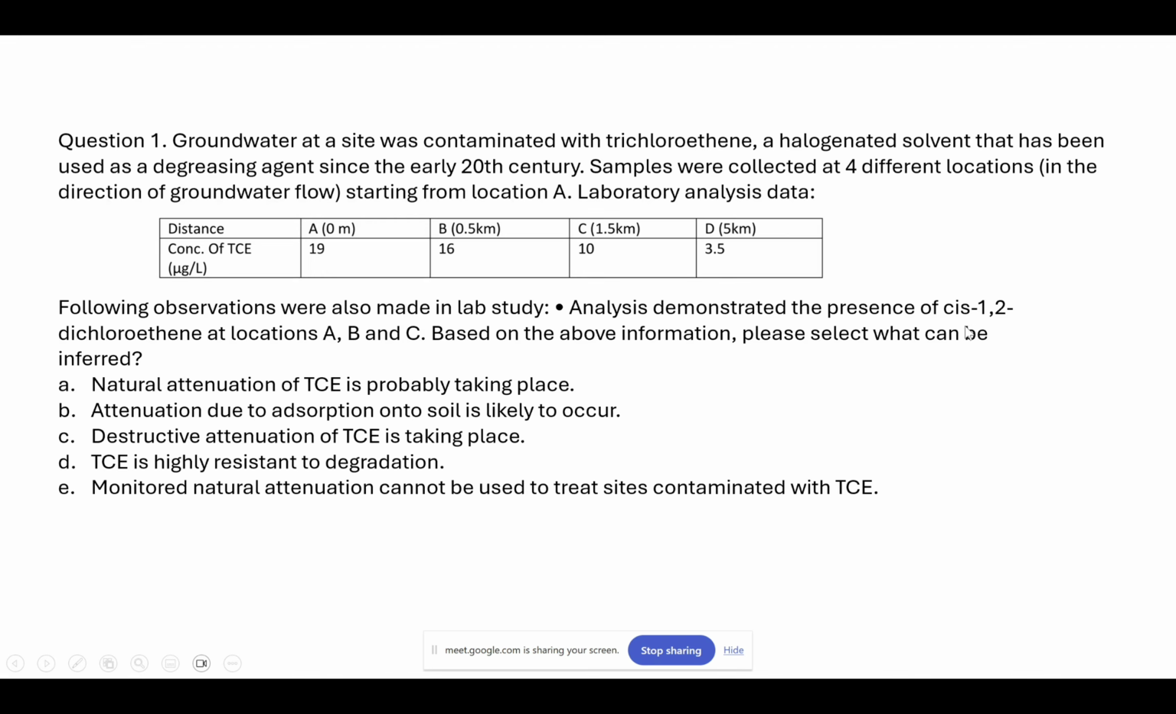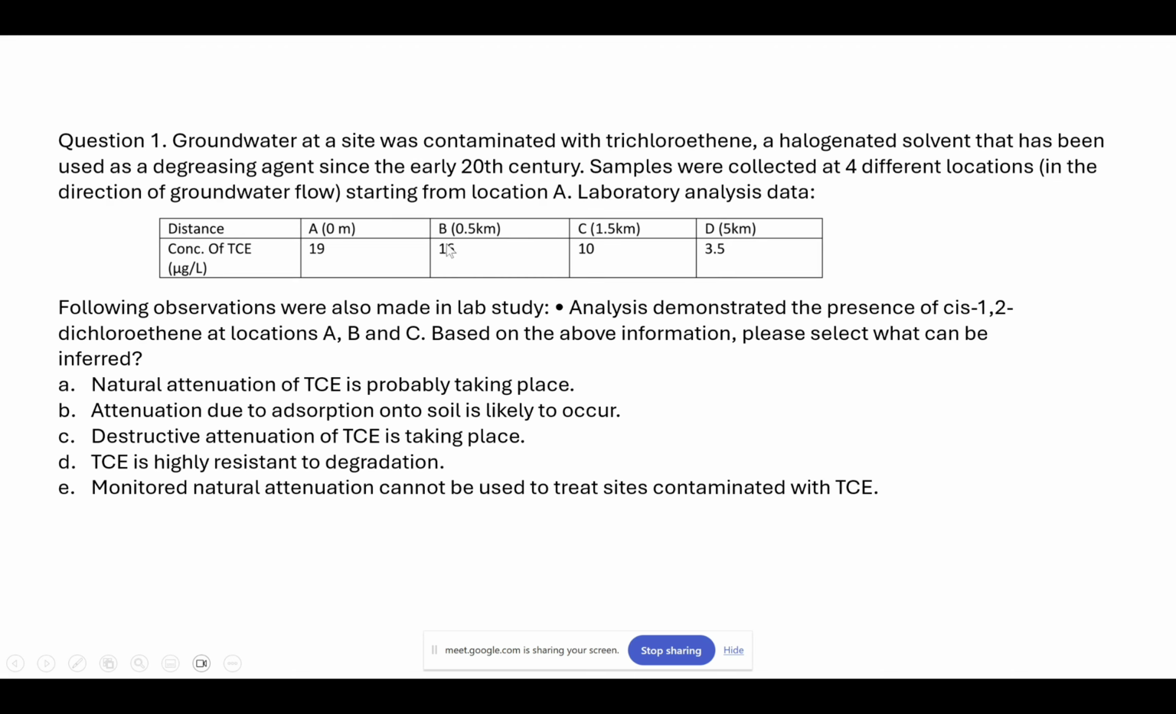And in the last lecture, we have seen that the TCA during natural attenuation gets converted to cis 1,2 dichloroethene. So this is the daughter product of TCA, and one more compound was given. So the first statement is correct. The second statement is: attenuation due to adsorption onto soil is likely to occur. So this is also correct.